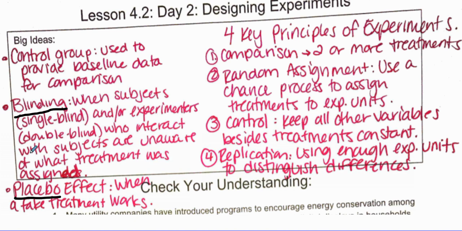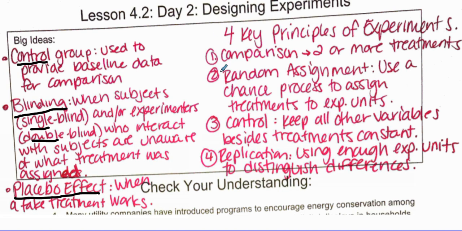Now, double-blinded is where nobody knows, so those that are interacting with the experiment, the experimenters and the subjects, have no idea. That's known as double-blinded. Single-blinded is just that the subjects have no idea if they're receiving a control group or the treatment group in the experiment itself. All right, so some keywords: control group, blinding, double-blinded or single-blinded, and then placebo effect is when they receive a fake treatment, but it works.